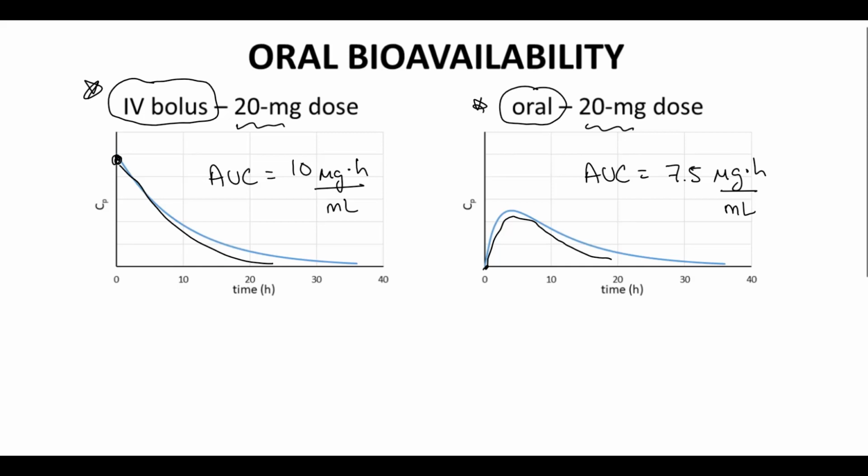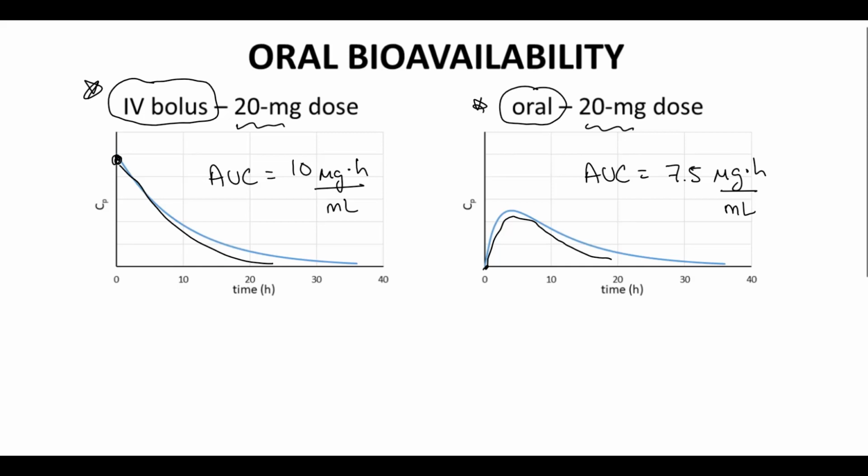IV administration maximizes possible exposure. All the drug is directly placed into circulation. There is no absorption phase for an IV bolus. That's not true for an oral drug. The patient receives the full oral dose, but the full dose doesn't necessarily reach the plasma. Remember, we're measuring the drug in the plasma. Not all the dose is made available to the patient.